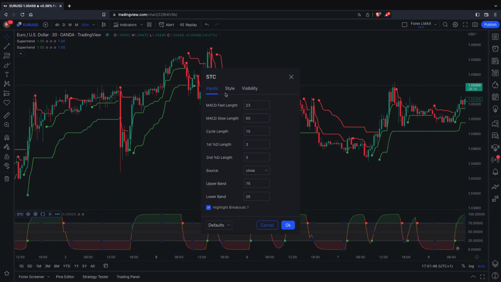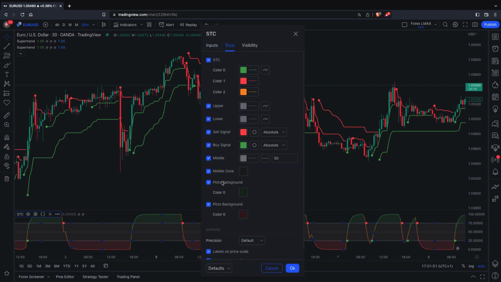For the Schaff trend cycle (STC) indicator, we will use the default setting. On Tab Style, we will change some colors to get a clearer view of the indicator.